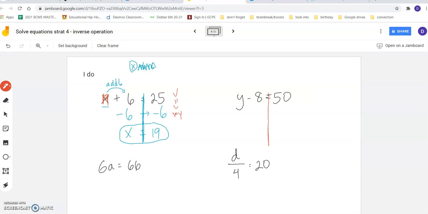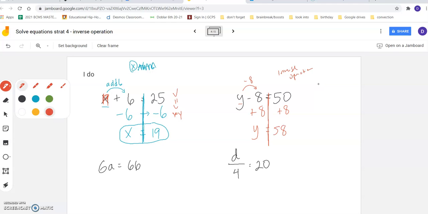So again, split my equation. Look at my variable. What's happening to my variable in this equation? Well, it has 8 being subtracted from it. The inverse operation, the inverse of subtracting 8 is adding 8. And if I add 8 on this side, then I get y minus 8 plus 8. And those cancel each other out. And I'm left with nothing but y on this side. 50 plus 8 on this side leaves me 58. So I get y equals 58.